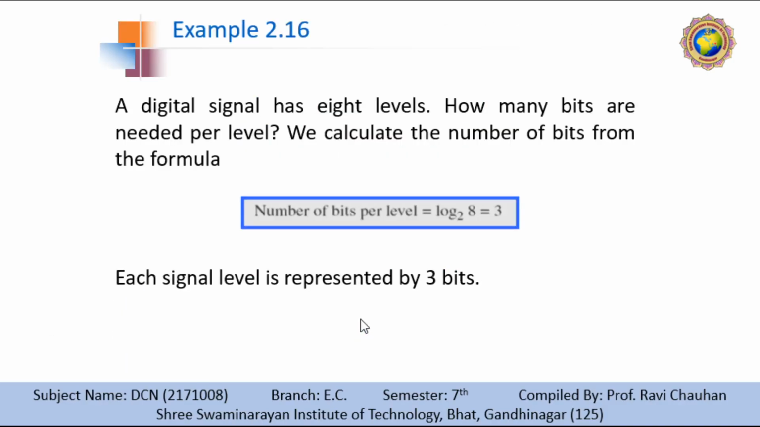Let's have an example. A digital signal has 8 levels. How many bits are needed per level? We can calculate the number of bits from the formula. The number of bits per level is equal to log base 2 of 8 levels. So the answer is 3.